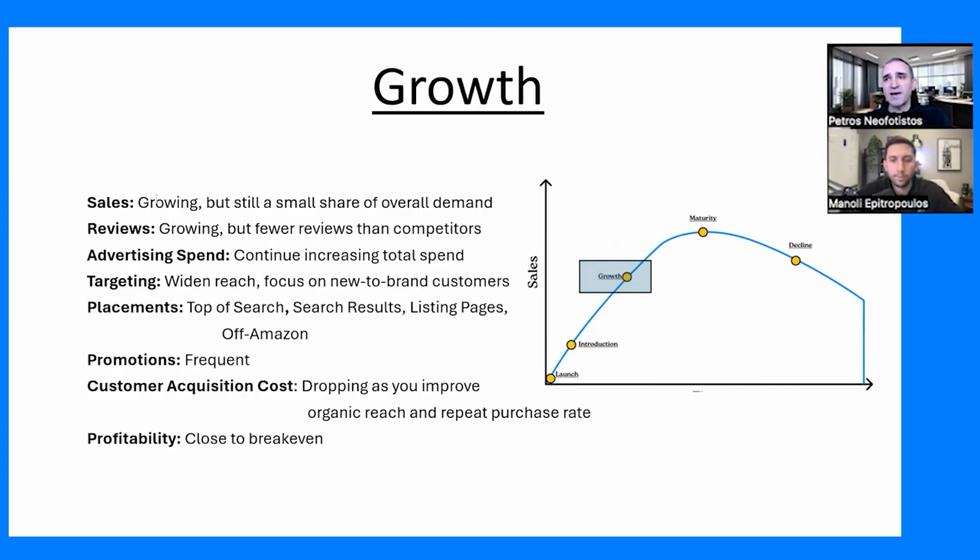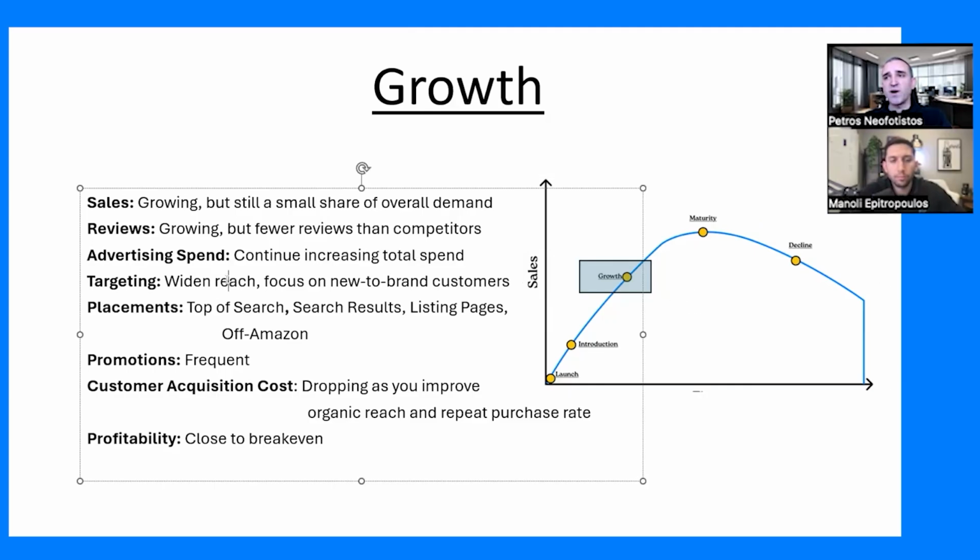And we're going to talk about what that means looking at a market analysis. Your reviews here are growing, but still fewer than your competitors, likely. You're still way below average. Your advertising spend is continuing to increase. Obviously, this growth phase is going to be different depending on how aggressive that is. So it's hard to give you a recommendation here with your advertising spend, but the growth phase is going to be your highest advertising spend as a percentage of your sales of any of the 5 phases here.